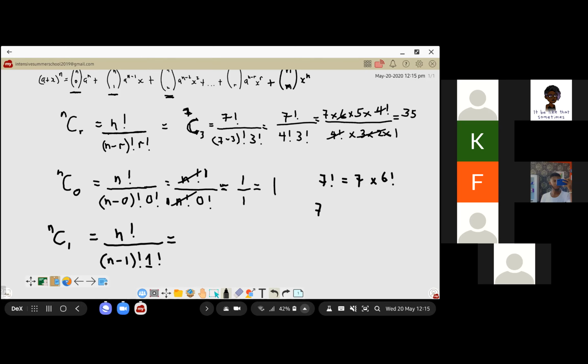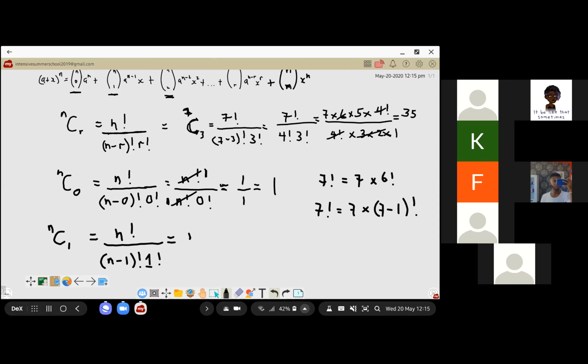So that means that 7 factorial is the same as 7 times (7 minus 1) factorial, right? Is this one too clear? So now let's use that one to evaluate the top. The n factorial will be the same as what?